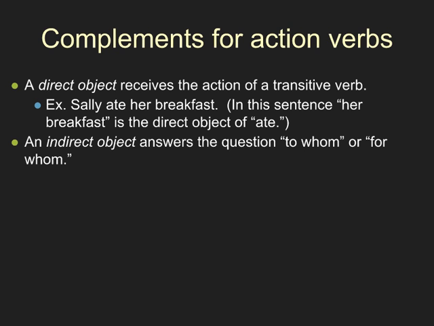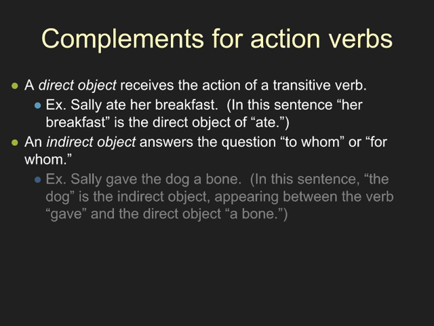An indirect object answers the question to whom or for whom. Example, Sally gave the dog a bone. Well, if you look in this sentence, after the verb, there are actually two objects going on. There's the dog, and then there's a bone. In the sentence, the dog is the indirect object appearing between the verb gave and the direct object bone, right? Just to let you know, all transitive sentences will have a direct object. However, there will not always be an indirect object, right? And that's the other rule about indirect objects, is that indirect objects only appear with direct objects.